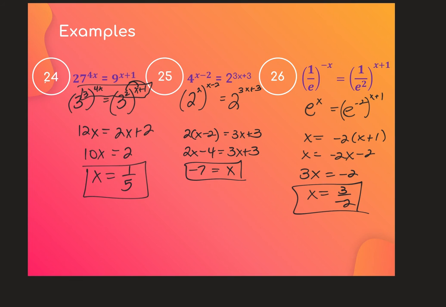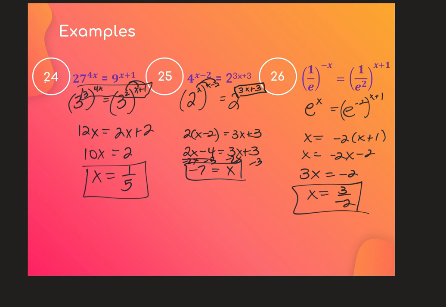For 25, you're changing the left side, so 2 to the 2nd, and then that gets distributed to both here, so that becomes 2x minus 4. This does not get distributed because that is the exponent. Subtract the 2x from here and here, and then subtract the 3, and you should get x equals -7.